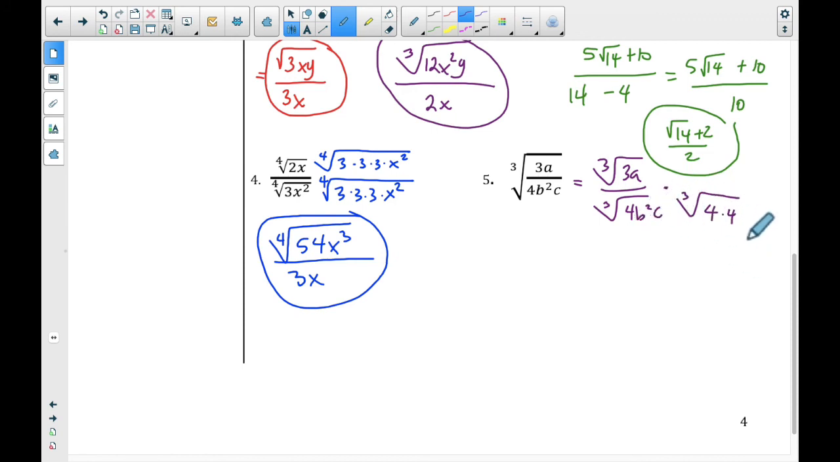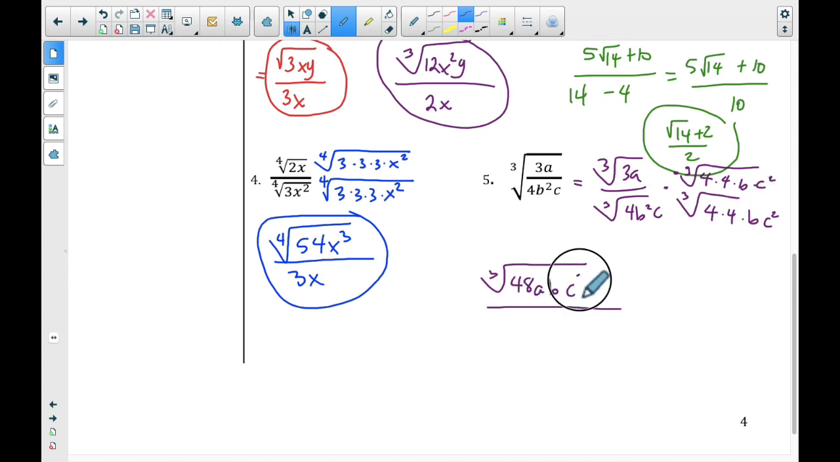I have 1 b here, or excuse me, 2 b's. I just need 1 more. And I have 1 c here, so I need 2 more. And I need to multiply that on the top also. Getting kind of messy, sorry. So in my numerator, they're both the 3rd root, so I can multiply them together. 3 times 4 times 4 is 48. And then I have an a, I have a b, and I have a c squared.